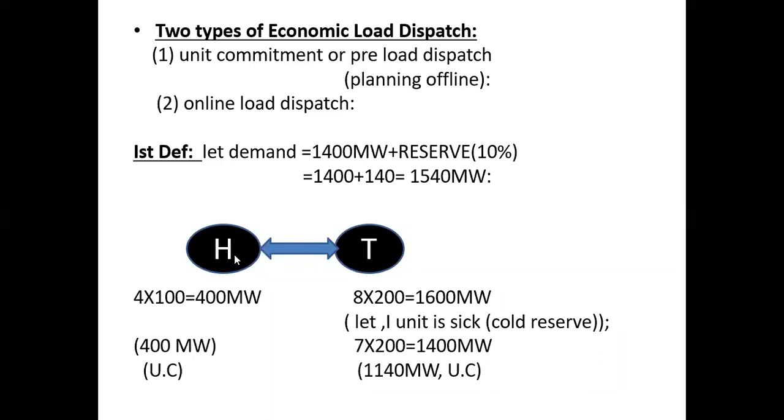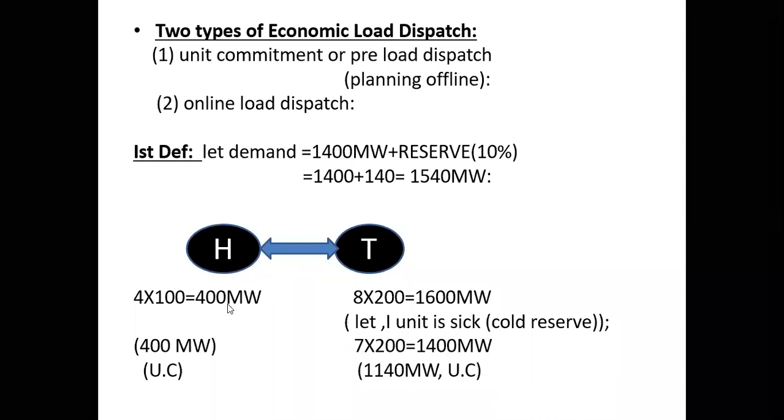One is a hydel power plant and the second one is a thermal power plant. The hydel power plant has 4 units, and each unit has 100 megawatts capacity, so totally 400 megawatts. Coming to the thermal power plant, here I'm considering 8 units, each unit having 200 megawatts capacity, so the total is 1600 megawatts. Let us assume out of these 8 units, 1 unit is sick. Generally that unit is called a cold reserve unit because it is not in operating condition. So the remaining units are only 7, and 7 into 200 is 1400 megawatts.